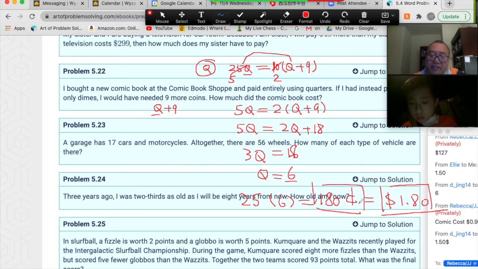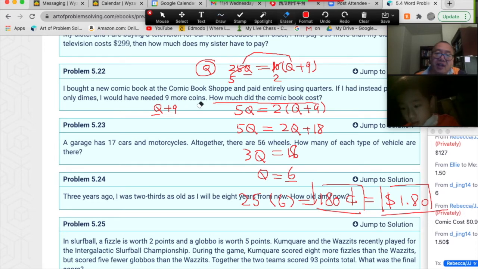You cannot give 6. 6 means the number of quarters you need to use. They did not ask you the number of quarters. They ask you the price of the book. How much did this comic book cost? Okay, this is one way to do this.